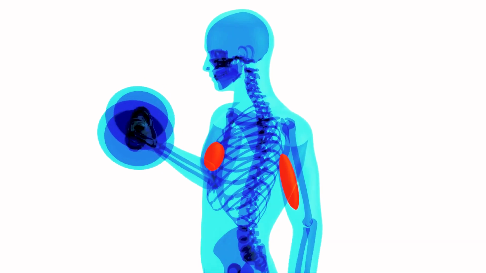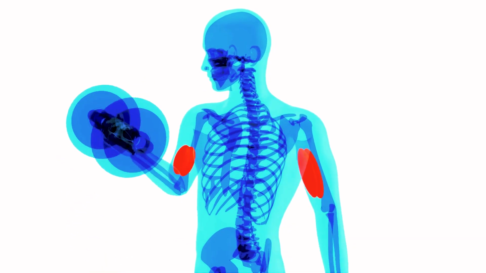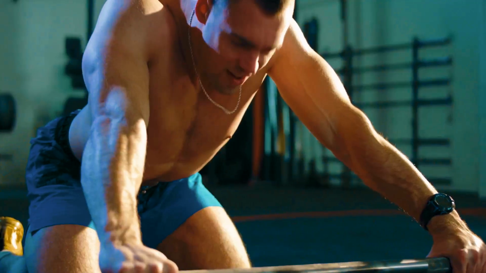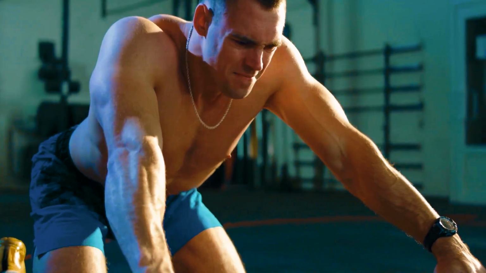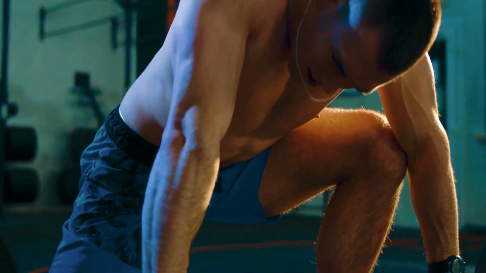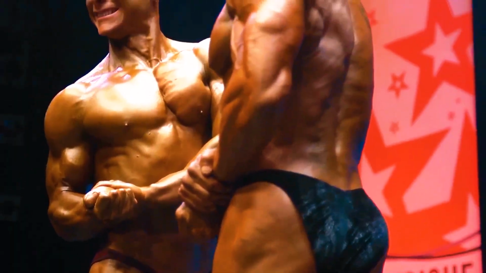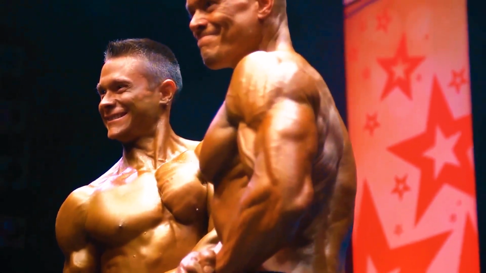This adaptation occurs in several ways. First, the nervous system becomes more efficient at recruiting muscle fibers. This means that we can activate more muscle fibers with each contraction, resulting in greater force production. Second, the muscle fibers themselves increase in size.